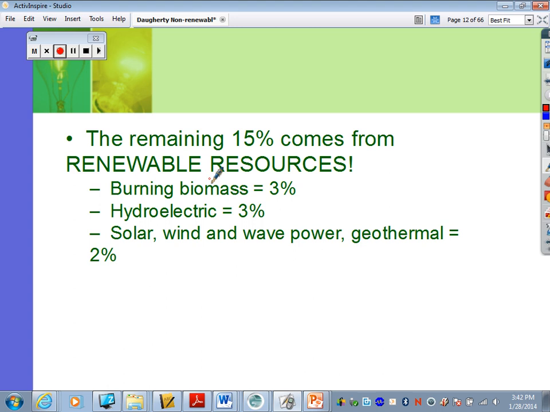So we have biomass, makes up about 3%. Hydroelectric is using water to create energy. Solar, wind, wave power, geothermal are another 2%.